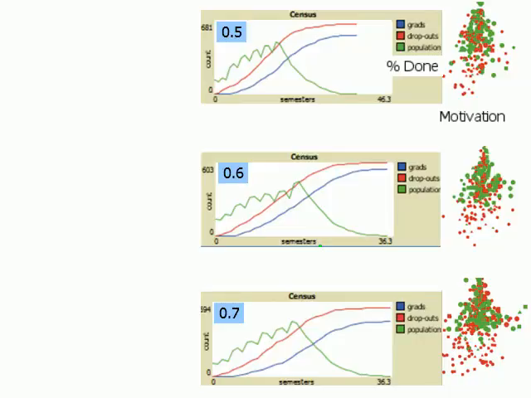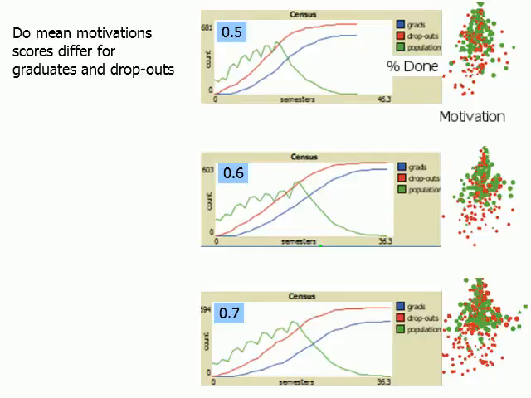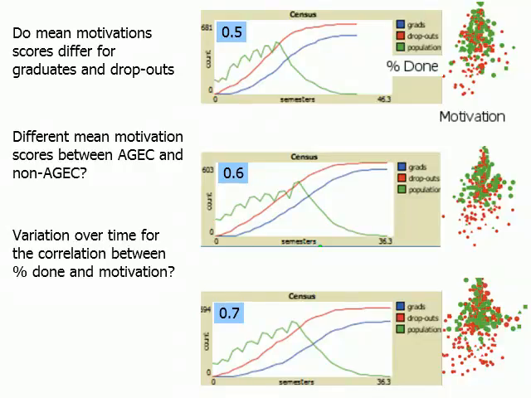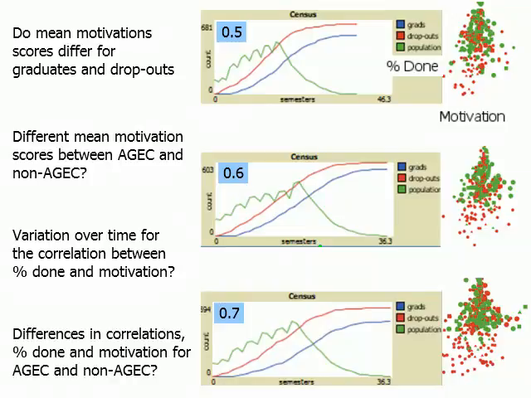Staring at these model outputs spurs some interesting questions. Are the mean motivation scores for graduates and dropouts different? Is there a difference in the mean motivation scores between AJAC and non-AJAC students? Is there variation over time for the correlation between percent done and motivation? Are there differences in correlations between percent done and motivation for AJAC and non-AJAC students?